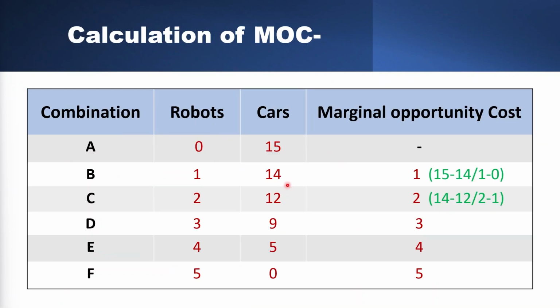As you can see in this table, when we are moving from point A to B, we are losing one car and gaining one robot. We can calculate this by using the same formula. When we are moving from B to C, we are losing 2 cars to gain 1 robot. This way we can calculate the opportunity cost for the production of 1 more unit of robot.